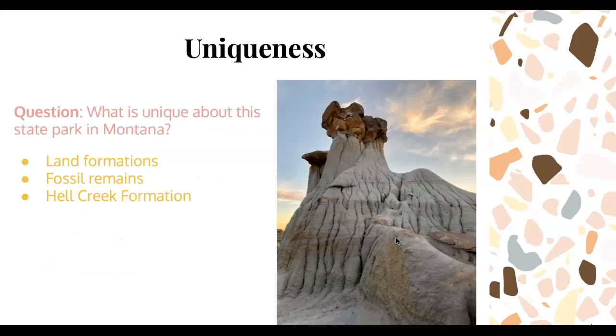Now I will be talking about the uniqueness of Makoshika. My question is, what is unique about this state park? What makes it so fascinating? Three things that I found were the land formations, which an image can be seen to the right that I took, and the amount of fossil remains found in the park, which I will discuss in a minute. And the Hell Creek Formation. For those of you that don't know, the Hell Creek Formation is composed of Upper Cretaceous and Lower Paleocene rocks. It has exposed many dinosaur fossils near Hell Creek in Jordan, Montana.